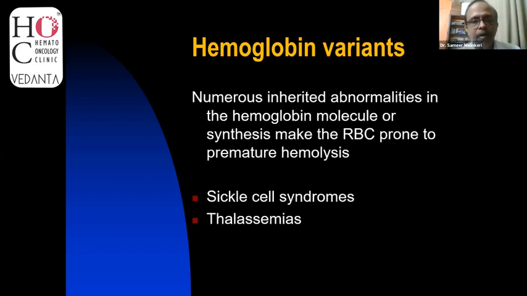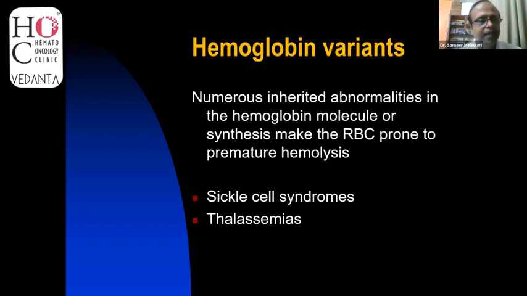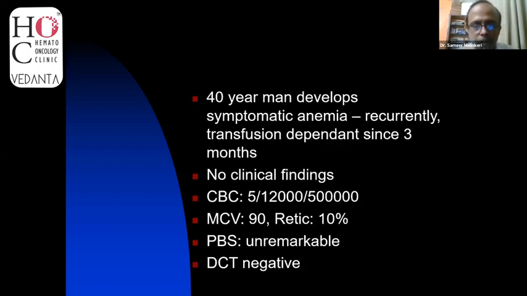Then coming to the next set of causes of hemolytic anemia, these are the hemoglobin variants. Numerous inherited abnormalities in the hemoglobin molecule or synthesis would make the RBCs prone to premature hemolysis. Predominantly, you have the sickle cell syndromes and the thalassemias. Unfortunately, I don't have the time to discuss sickle and thalassemia because these are really big topics. They need a separate lecture to be covered, and therefore I'm not going to cover too much about this. We'll move on to the next cause of hemolysis.